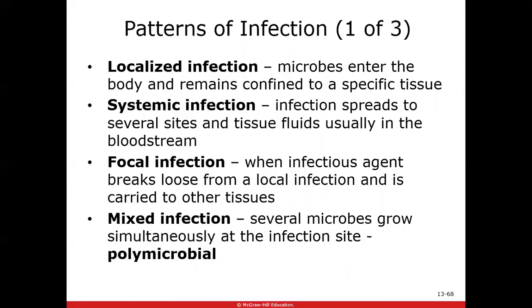Then you can have mixed infections. So several microbes grow simultaneously at the infection site. So you get a compromise at a site where you get an infection, and if there are multiple microbes available, multiple microbes will actually attack and infect. That's what you call a polymicrobial infection. That's mixed infection.